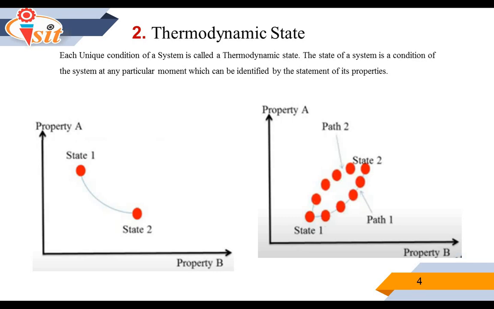Thermal equilibrium means equality in temperatures, mechanical equilibrium means equality in pressure and forces, and chemical equilibrium means equality in chemical potential. That means when the system has equality in temperature, in pressure and forces, and in chemical potential, that system is called a thermodynamic equilibrium system. Its condition at any particular moment can be identified by the statement of its properties, such as pressure, volume, and temperature. That is called the state of a system. So each unique condition of the system is called a thermodynamic state.